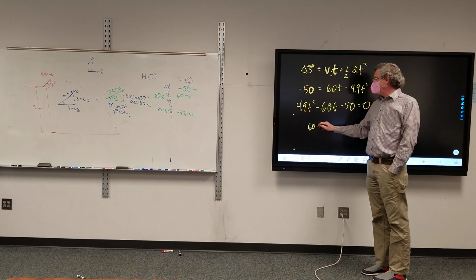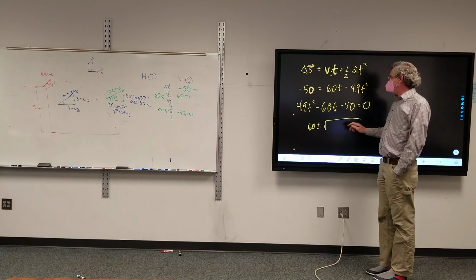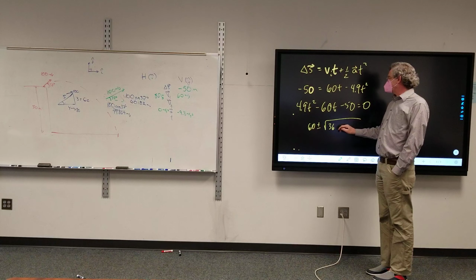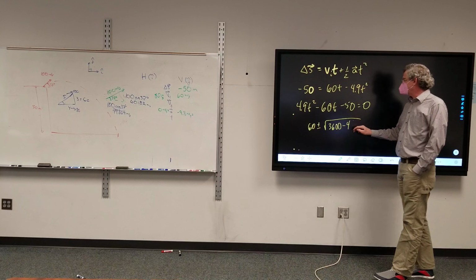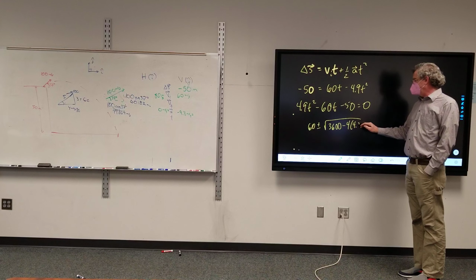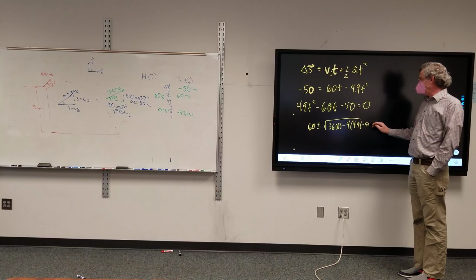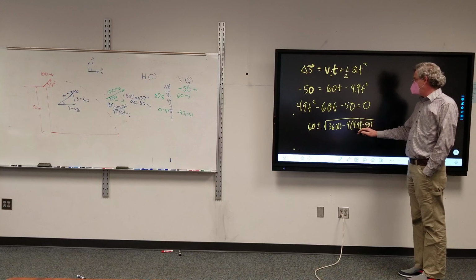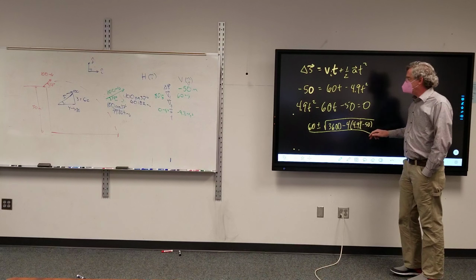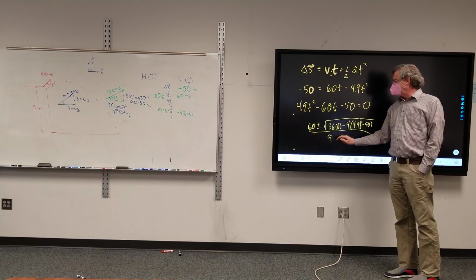So 60 plus or minus the square root of 3600 minus 4 times 4.9 times negative 50, divided by 2 times that, 9.8.